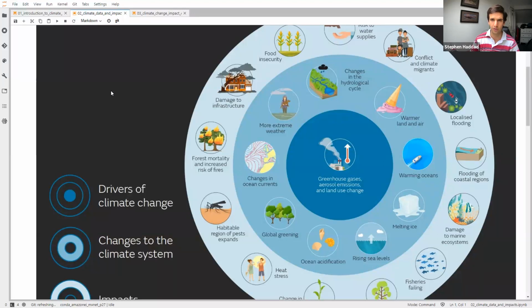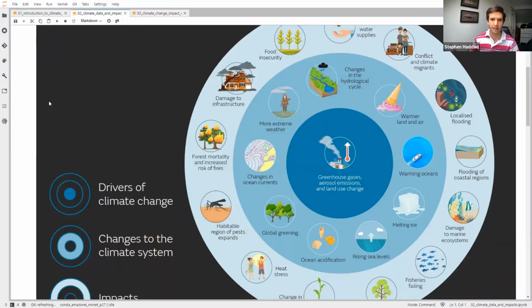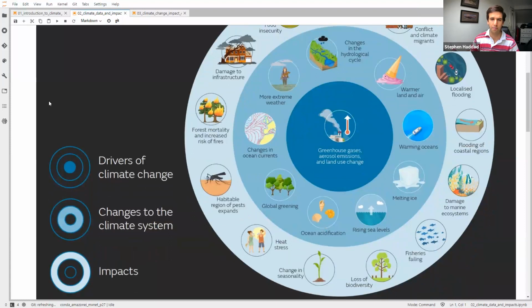And so here's quite a useful diagram of impacts. In the middle of this diagram are the things that are driving climate change. So in this case, greenhouse gas emissions, emissions of other aerosols into the atmosphere, changes in land use, all these things affect our climate in the long term.